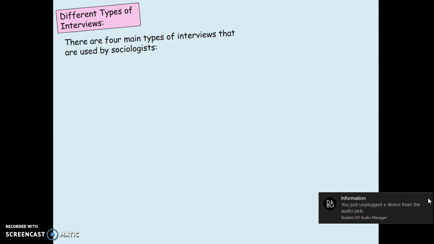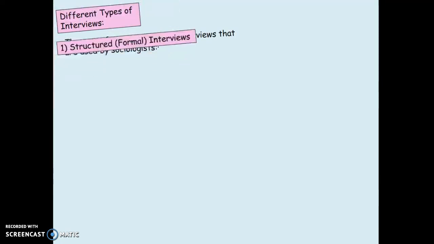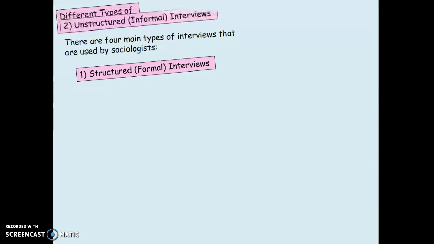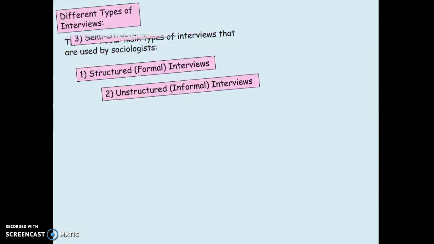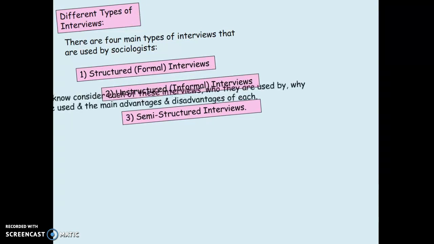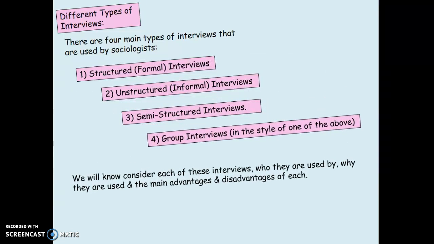Different types of interviews. There are 4 main types of interviews that are used by sociologists: structured, formal interviews; unstructured, informal interviews; semi-structured interviews; and group interviews in the style of one of the above. We can now consider each of these interviews, who they are used by, why they are used, and the main advantages and disadvantages of each.